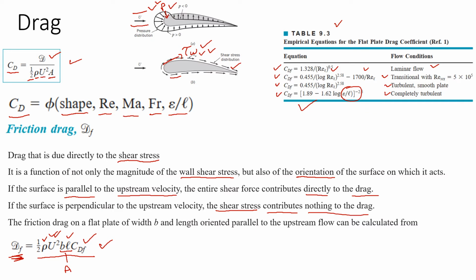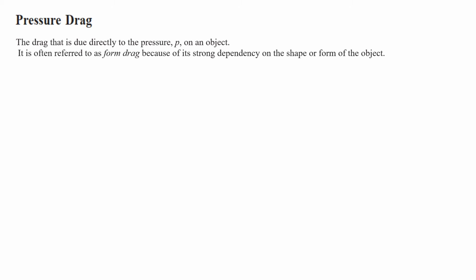So now let's see what pressure drag is and discuss it a little bit further. As we said, the friction drag is due to the viscous shear forces, and of course, by the name you can see that pressure drag will be caused by the pressure forces that act normal to the body. It is the drag that is directly due to the pressure on an object, and it is often referred to as form drag. The pressure drag is also strongly dependent on the shape or form of the body, which we will see in a little while.